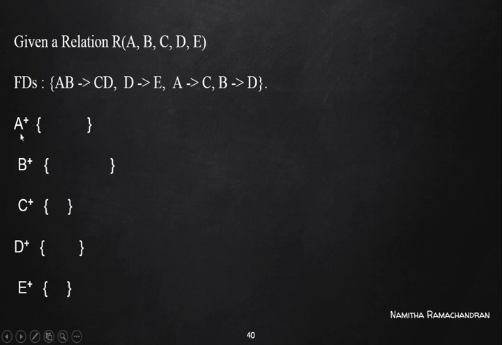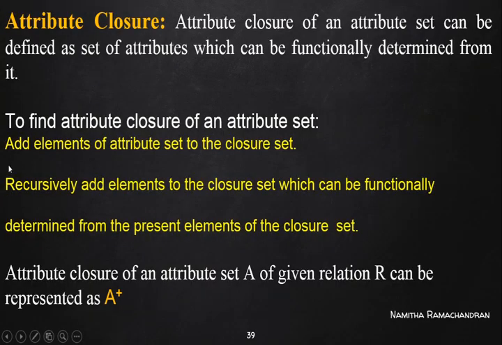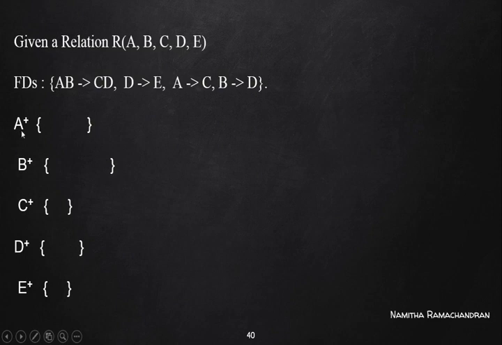First we can find out the attribute closure, or the closure set, of attribute A. That can be represented as A plus. Based on our previous step, what was the first statement here? Add elements of the attribute set to the closure set. Here we want to find the attribute closure of A. So the first step is to add A itself to this closure set. Now A is present here in this closure set.